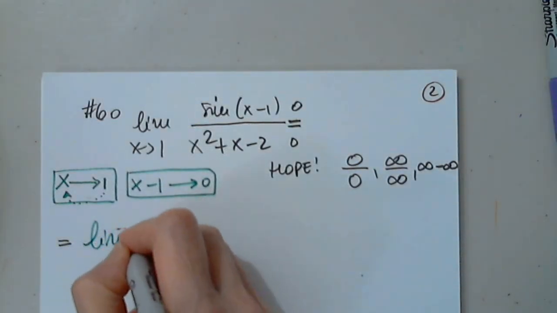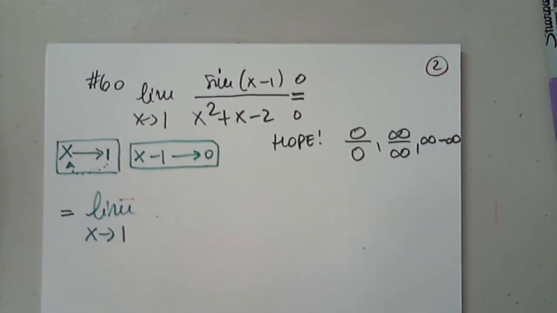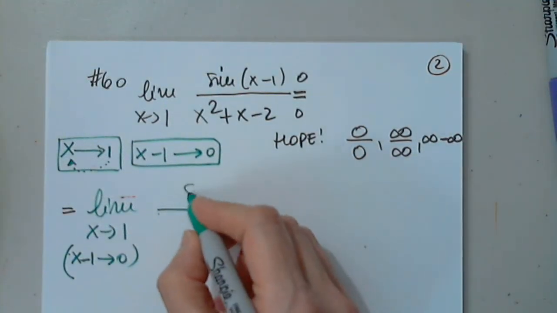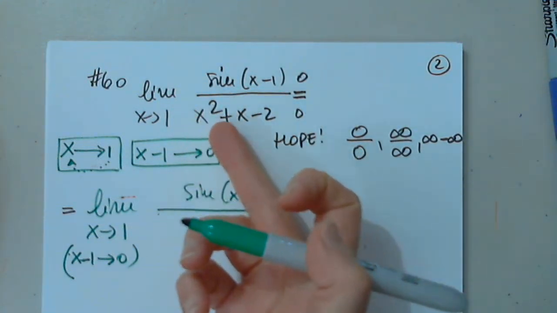So then limit, I'm going to write it in both ways. x approaches 1, for you to see what I'm doing. And in parentheses, I'm going to write x minus 1 approaches 0. So we can have it right there. There is nothing I can do to the numerator. But can anyone tell us what to do to the denominator?